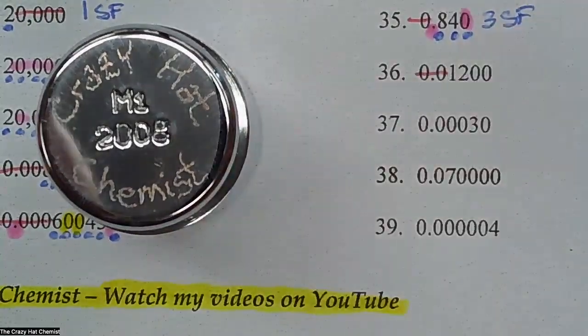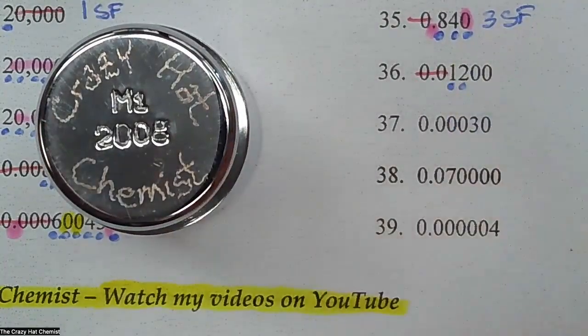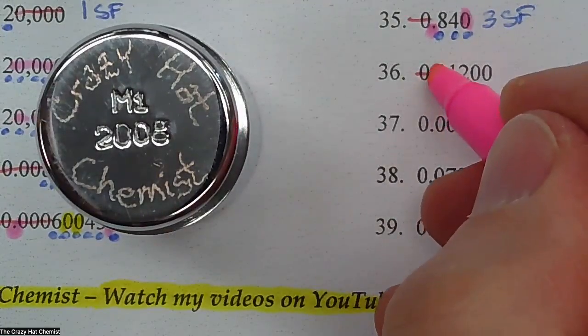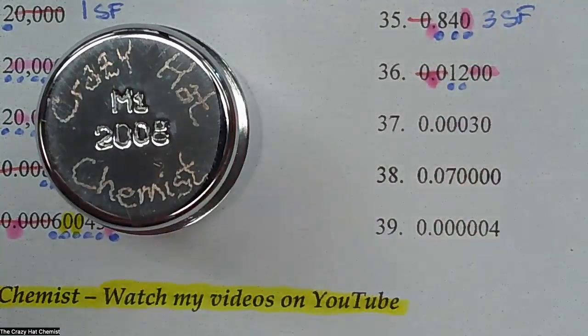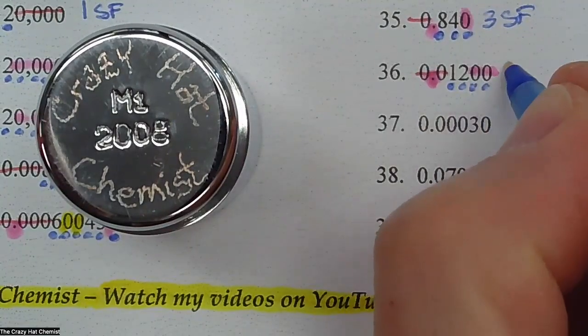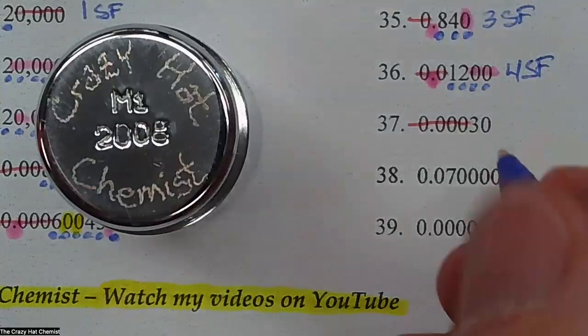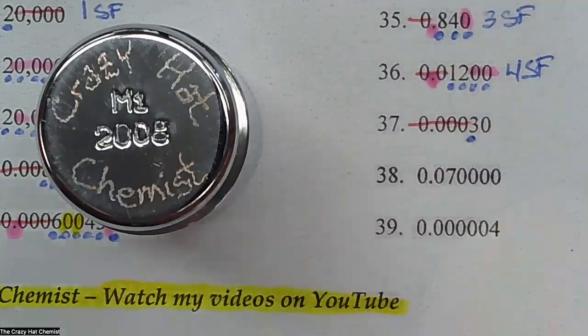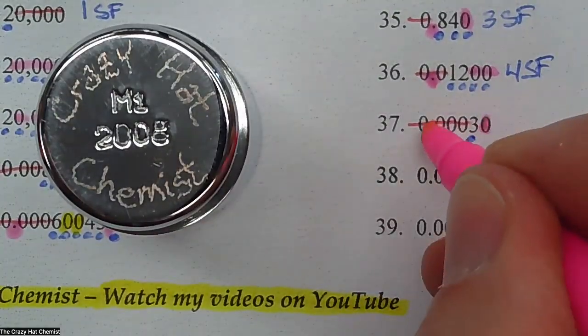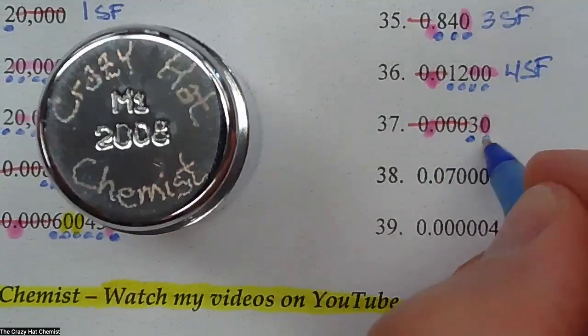Leading zeros never count. Non-zero integers always count. With a decimal in the number, the 2 trailing zeros count. So that's 4 significant figures. Leading zeros never count. Non-zero integers always count. And trailing zeros with a decimal in it, oh yeah, they count.